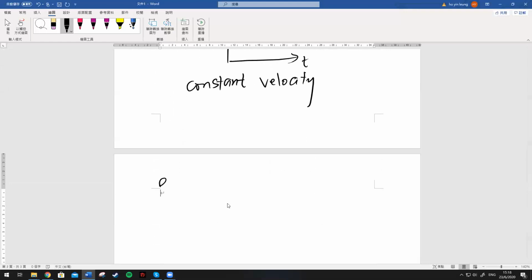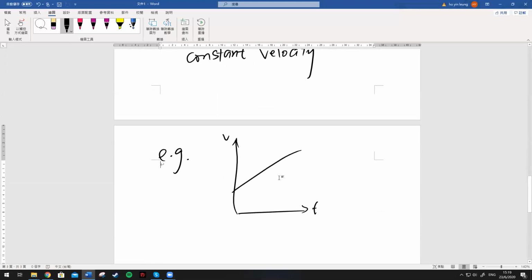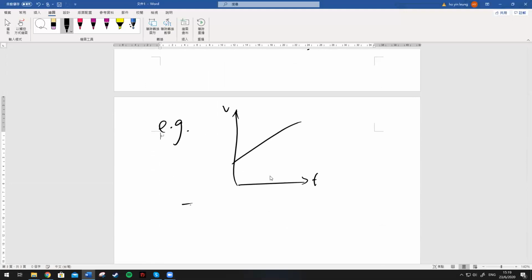All right, and then the next one will be like this. How about this one? A straight line with non-zero gradient, what does it mean? What do you think? Increasing velocity. Yes, so that's an increasing velocity. Or we can say it has an acceleration, right? Now, in fact, this will give us constant acceleration. I'll tell you why.